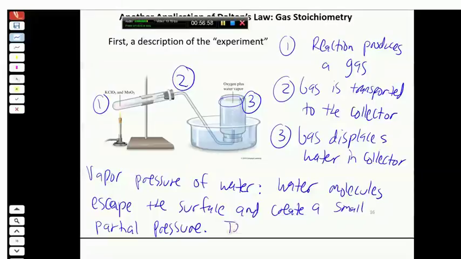And this partial pressure is a constant, but it is temperature dependent. So depending on what temperature you're collecting the gas at, you're going to have a different partial pressure of water that contributes to the total pressure of your system.